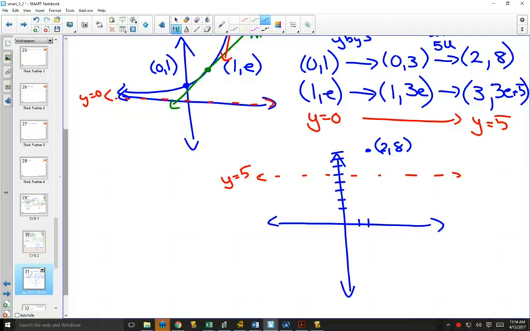Where is (3, 3e plus 5) going to be approximately? Well, e is 2.7. So 3 times 2.7 is approximately 8.1. 8.1 plus 5 is 13.1. You might have your calculator to do those, but other than that, you're just going to have to estimate. And you label it as (3, 3e plus 5). As long as you have the shape of the exponential function correct, you'll be fine.